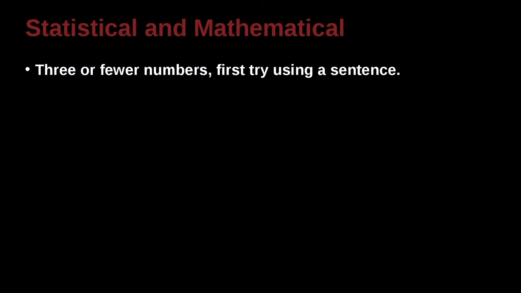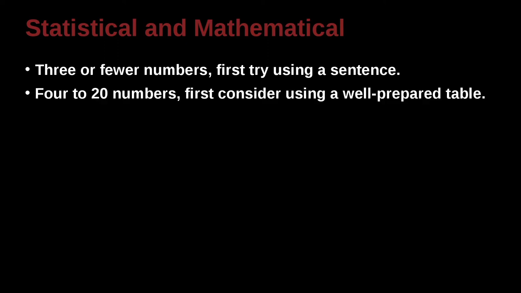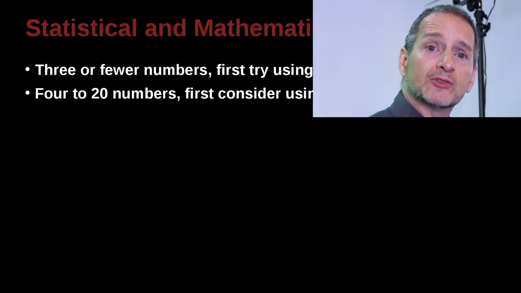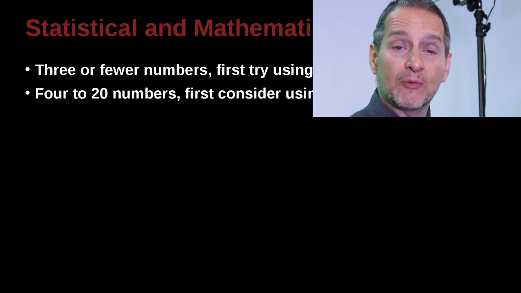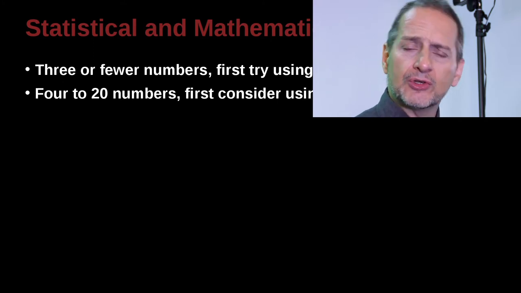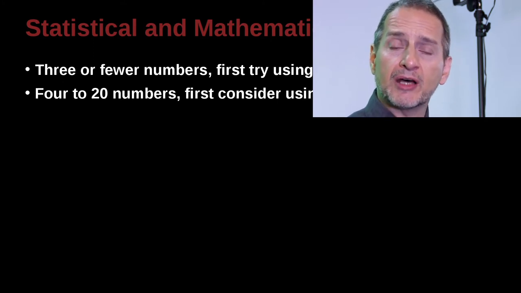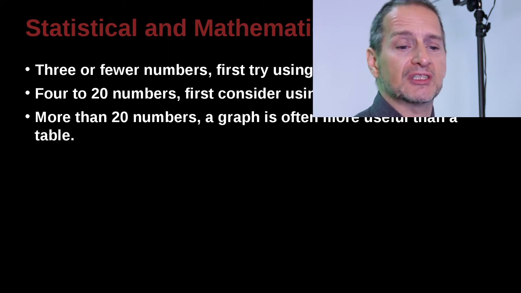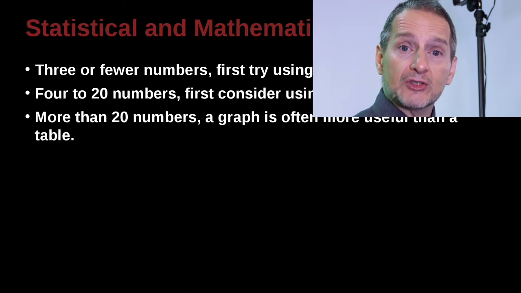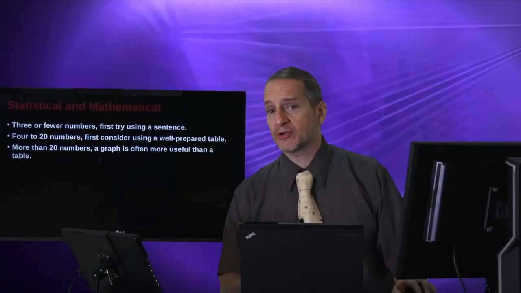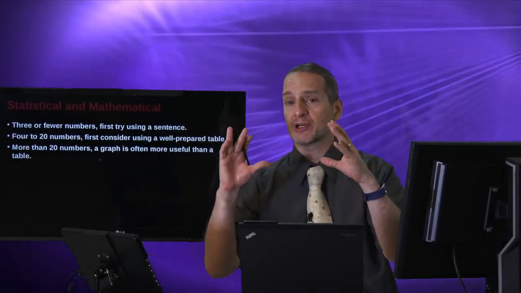If you have three or fewer numbers, that is just a few numbers, then try to put them into a sentence. Do not put them into a table. If you have more than three, that would be 4 to 20 numbers, then you want to probably use a table. That could be a simple table or a little bit complicated table, which we'll talk about in the next unit, Unit 7. More than 20 numbers, then probably you're going to want to use a picture, a graphic.